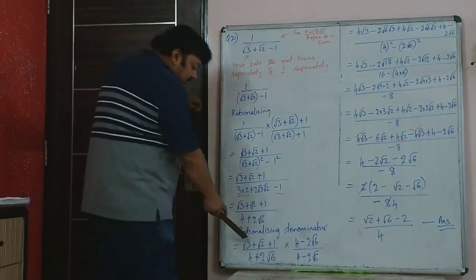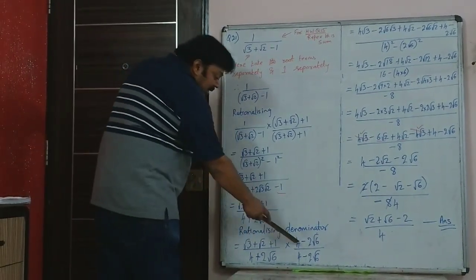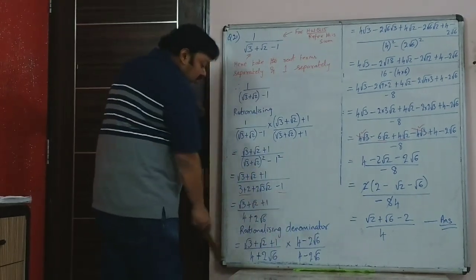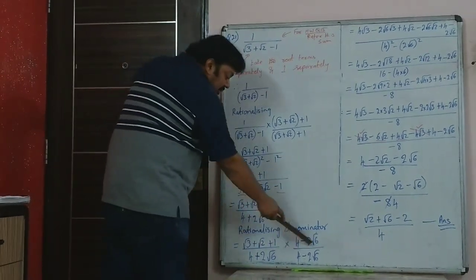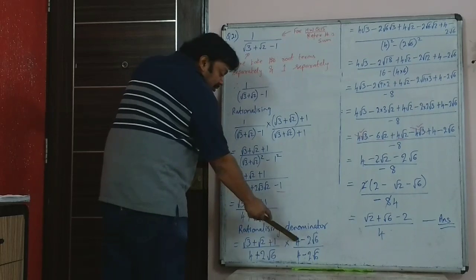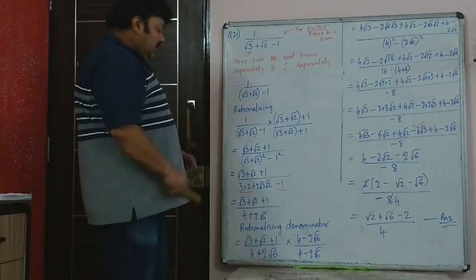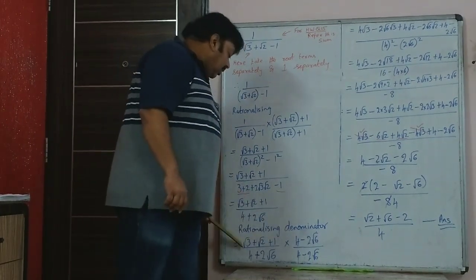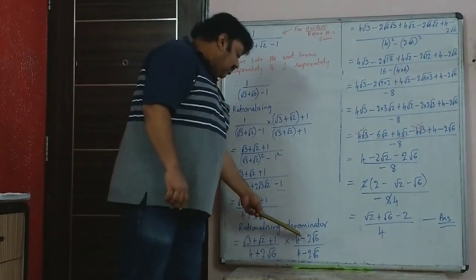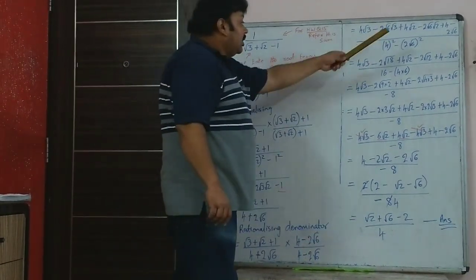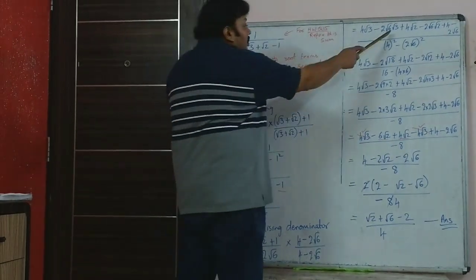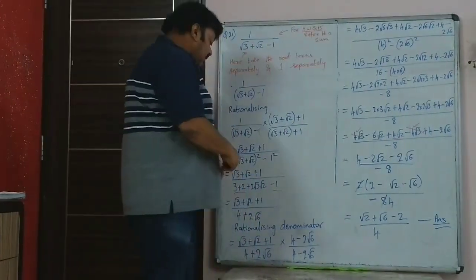Then each term, root 3 I will multiply with 4 and minus 2 root 6. Root 2 I will have to multiply with both the terms. And 1 I will have to multiply with both the terms. So there will be 6 terms in the numerator. 4 root 3 plus minus 2 root 3 into root 6. Root 3 into root 6 is root 18.